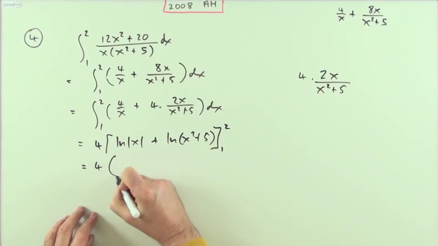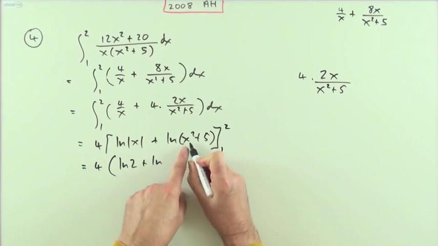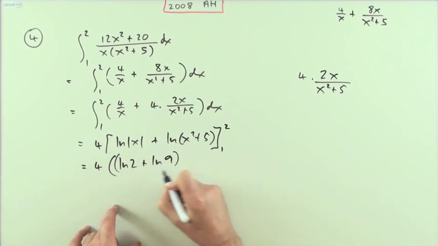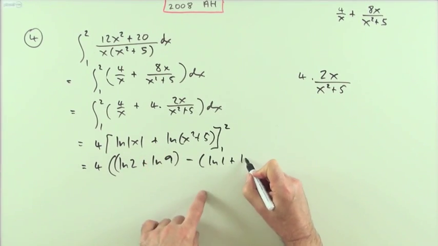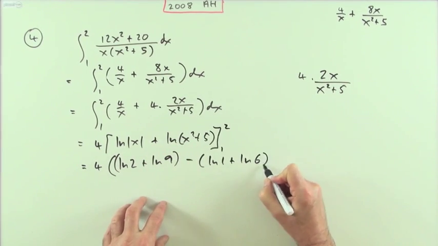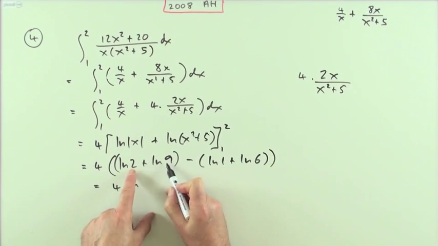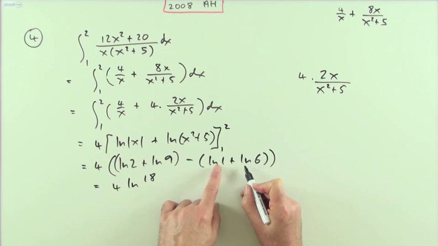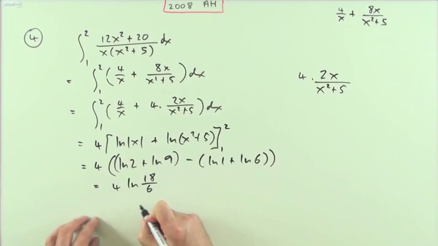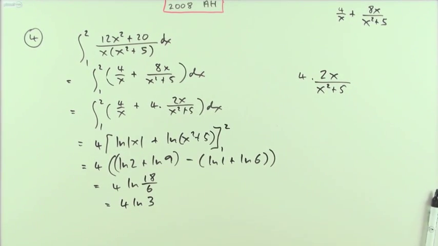So that then gives me 4 times, what have I got? ln of 2, well that's quite safe, plus ln of 4 and 5 is 9, minus, evaluated at 1, that's ln 1, that's quite safe, plus ln of 1 plus 5 is 6. So I've got 4 times ln, adding the logs, multiply them, so that comes to 18, but minus a log means divide, so 18 over 6. So the final answer then is 4 ln 3 by inspection.